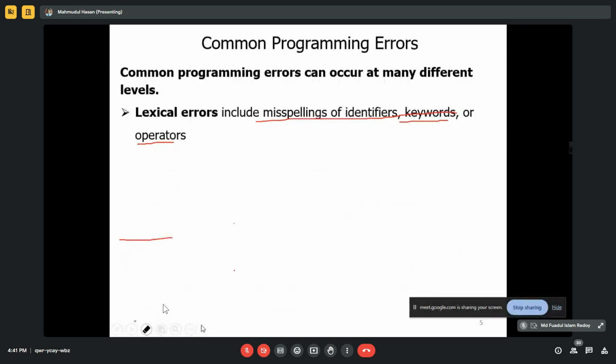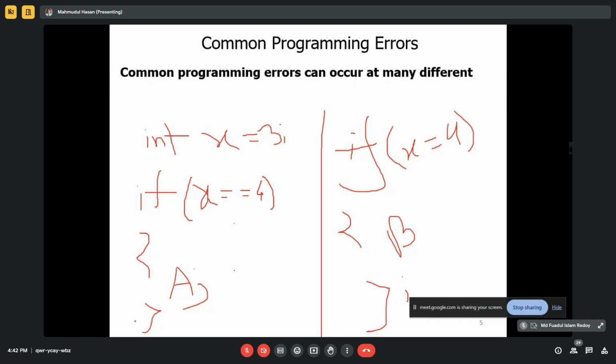What is a logical error? The problem is, if the value of x is equal to 4, at that time it will show a as output. Suppose I want to write a code where when the value of x is equal to 4, it will show the output. What is the output of the first one? Error? Why error? No output, because the condition is not fulfilled, is it?